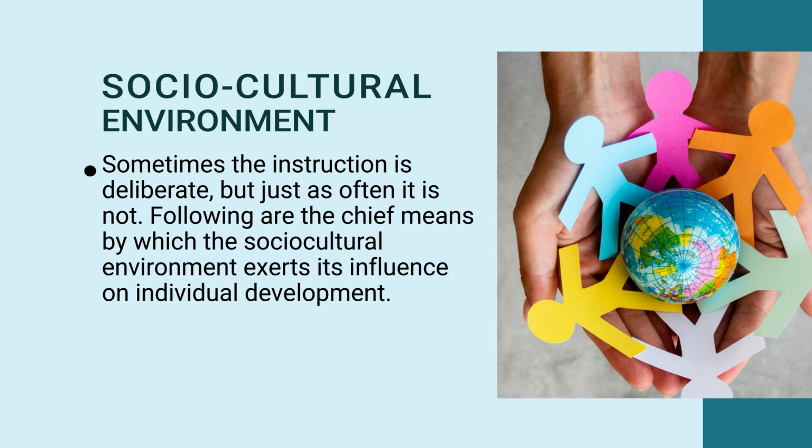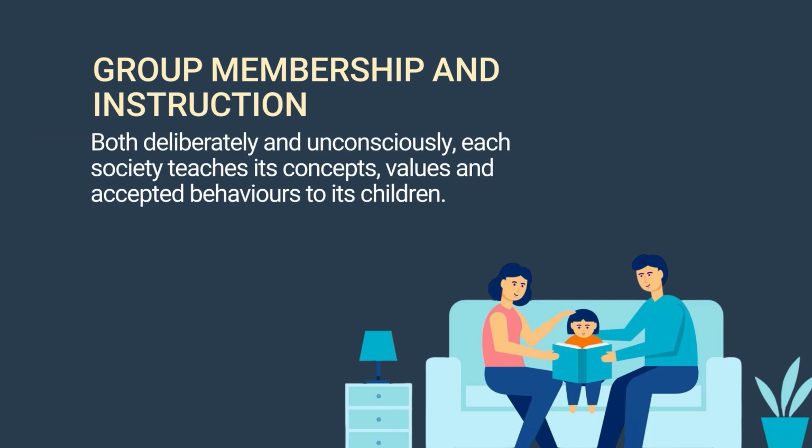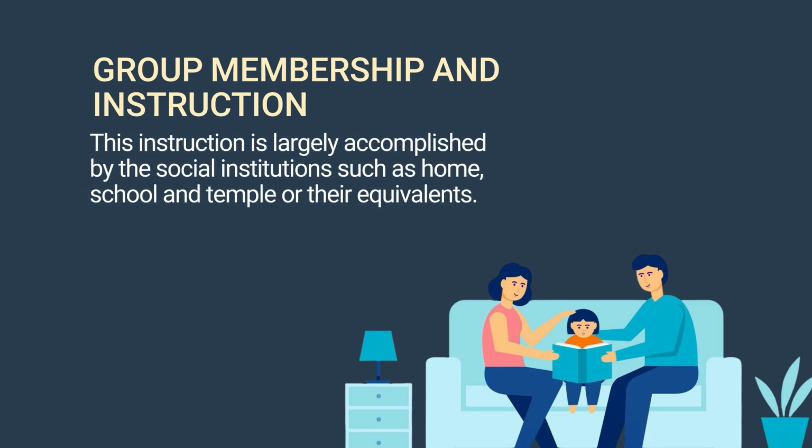Here are the chief means by which the socio-cultural environment exerts its influence on individual development. Group membership and instruction. Both deliberately and unconsciously, each society teaches its concepts, values, and accepted behaviors to its children. In Indian society, we teach our values and concepts to the next generation. This instruction is largely accomplished by social institutions such as home, school, and temple or their equivalents.